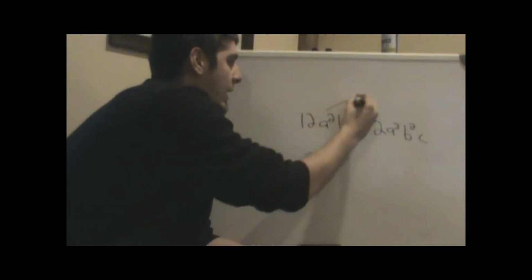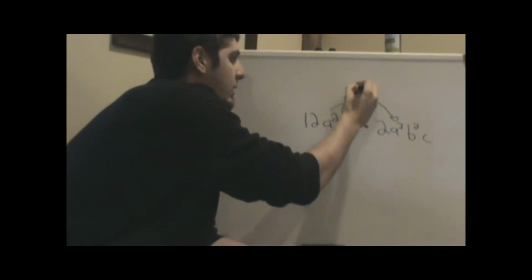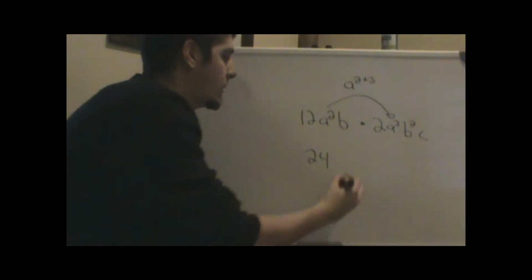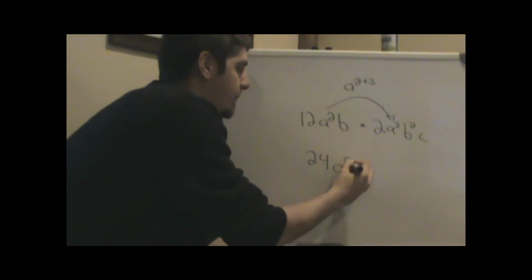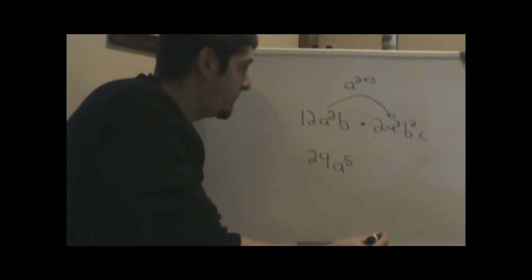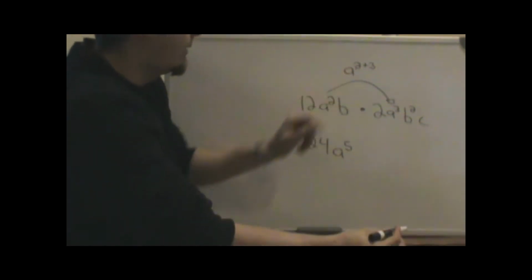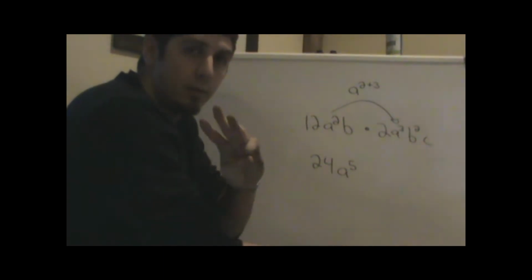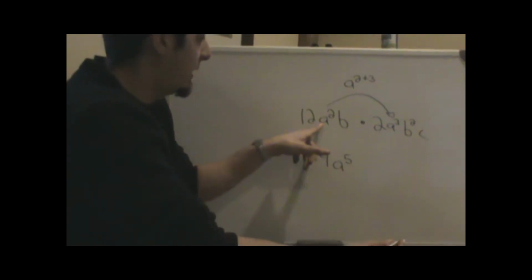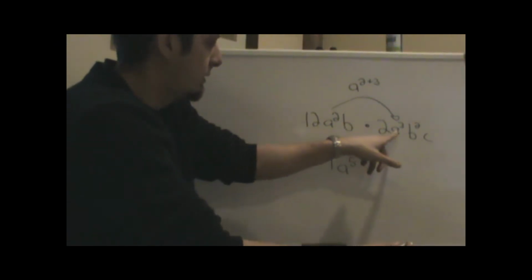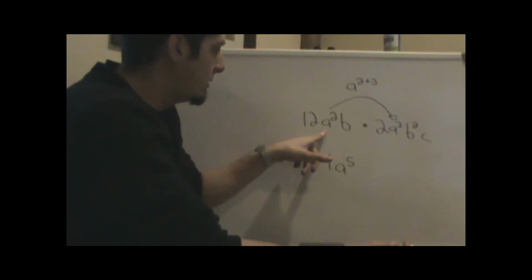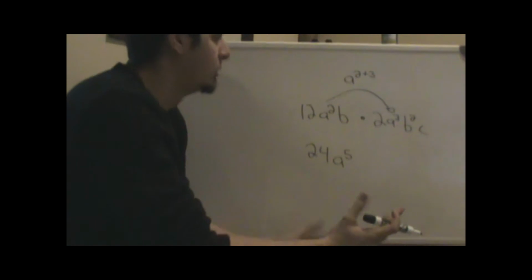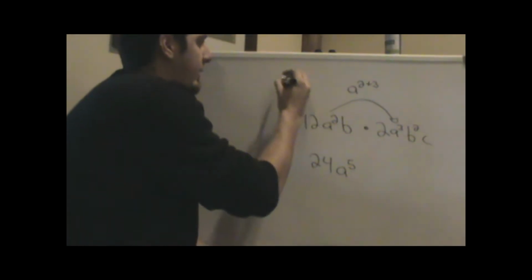So a squared times a to the third is the same as saying a to the 2 plus 3, or in other words, a to the fifth. This is because a to the second power means you're multiplying two a's. A to the third power means you're multiplying three a's. So if I take two a's being multiplied and multiply them by three a's being multiplied, in total I'm multiplying 5 a's. It would look like this.